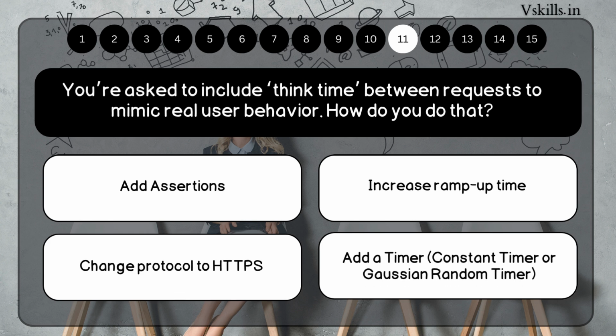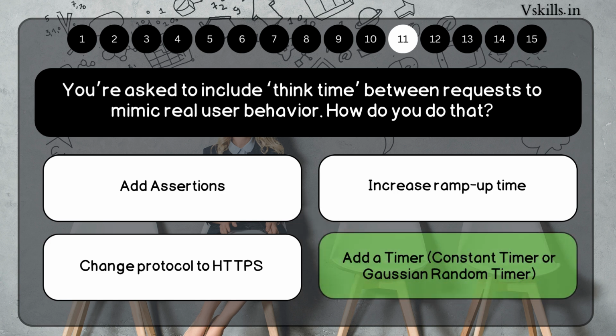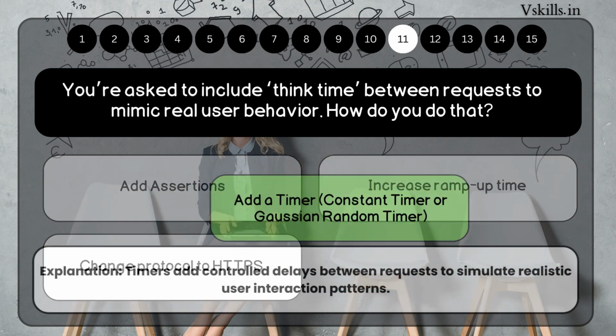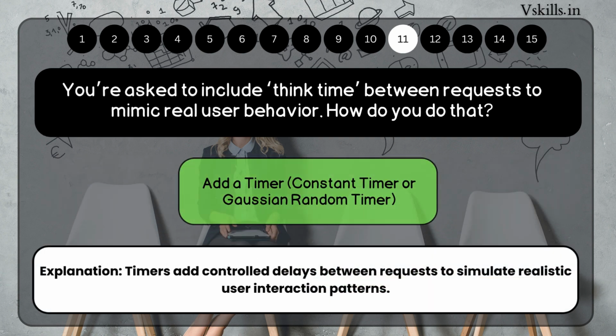Question 11. You're asked to include think time between requests to mimic real user behavior. How do you do that? The correct answer is add a timer, constant timer or Gaussian random timer. As timers add controlled delays between requests to simulate realistic user interaction patterns.